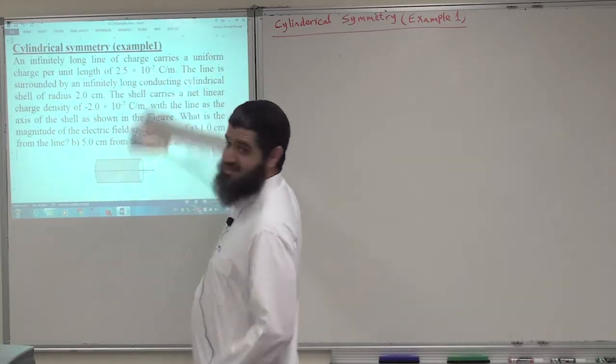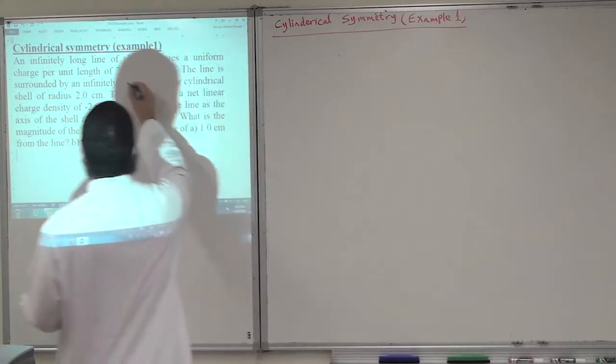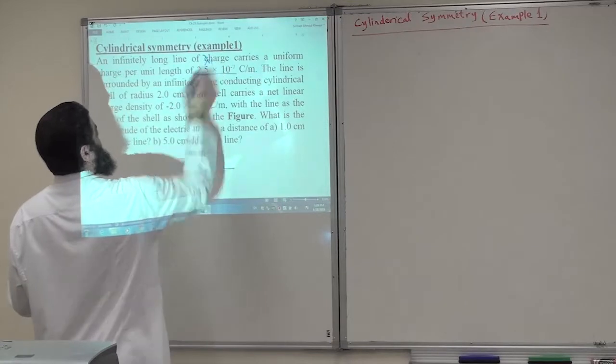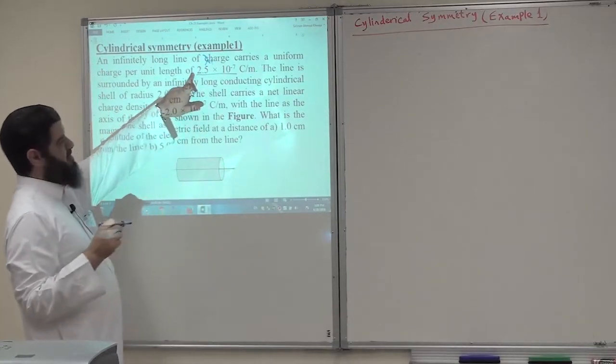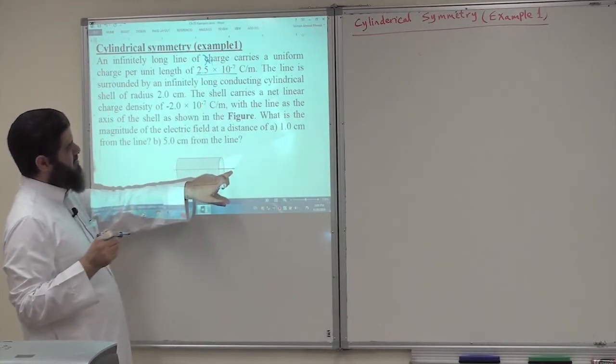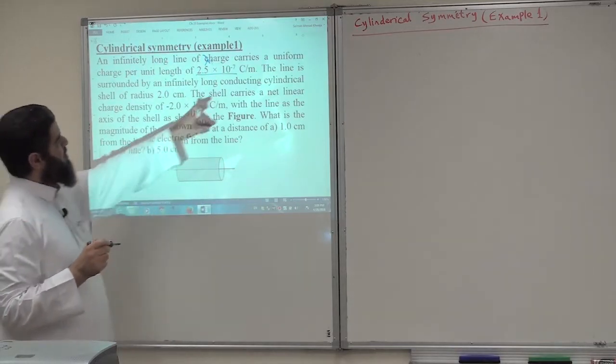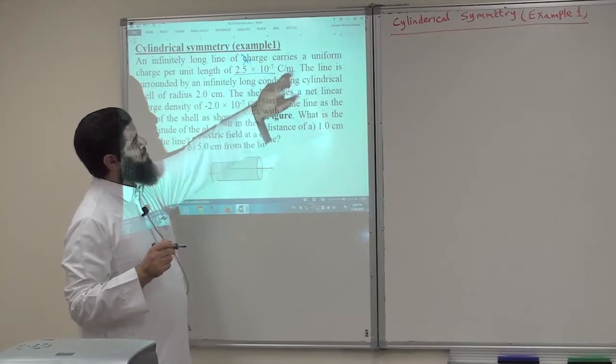What is this? This is lambda. Okay, let me call it lambda 1. So this is lambda 1. Okay, lambda 1, it is positive. It is distributed uniformly along this line charge. It is given in units of coulomb per meter.